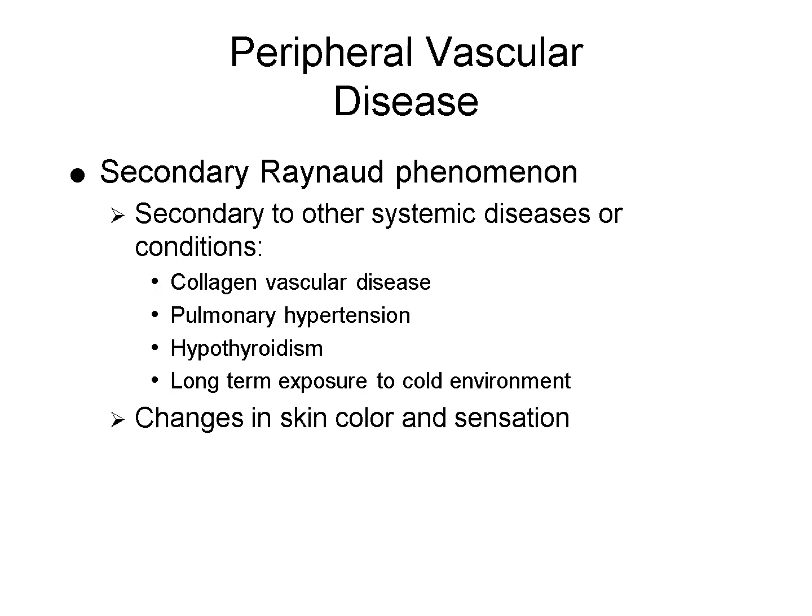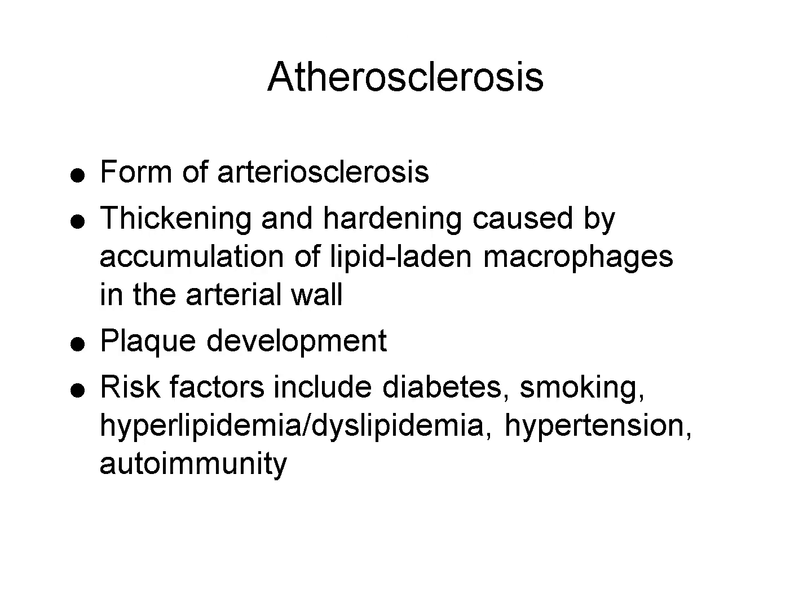Secondary Raynaud phenomenon can result from diseases like collagen vascular disease, pulmonary hypertension, or hypothyroidism. It can also occur due to long-term exposure to cold environments. Changes in skin color, such as pallor, cyanosis, or redness, are typical signs. Managing the underlying condition is key to improving symptoms.